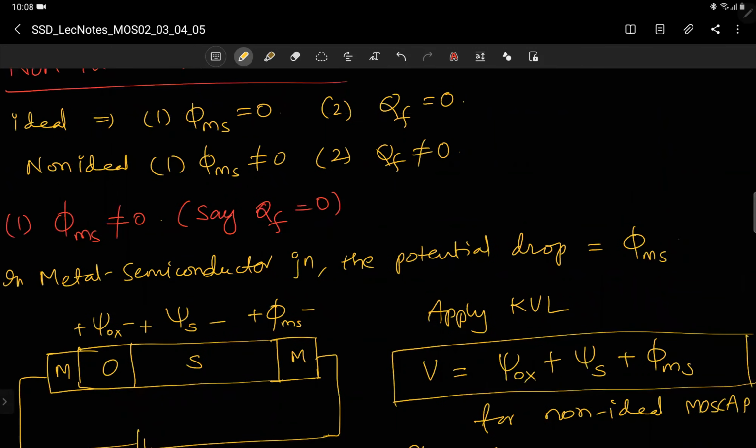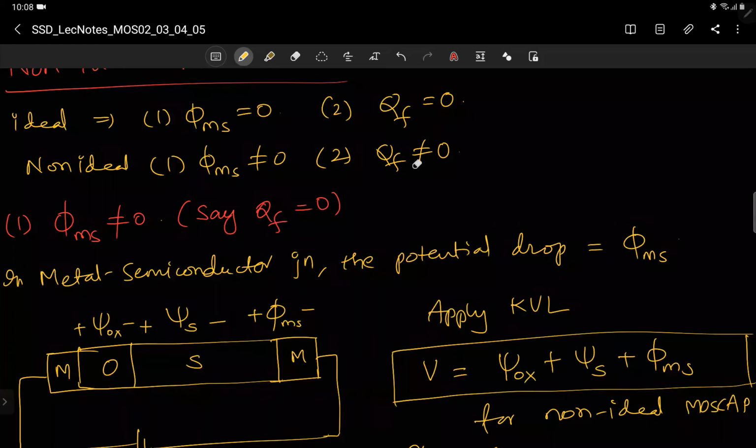them one by one. So ideal MOSFET, ideal MOSCAP, we saw that phi ms is 0 and QF is 0, and we independently saw why they have to be so. And in each case, we have derived what the flat band voltage and the threshold voltage are. So non-ideal case, we said phi ms is not equal to 0 and QF is also not equal to 0.